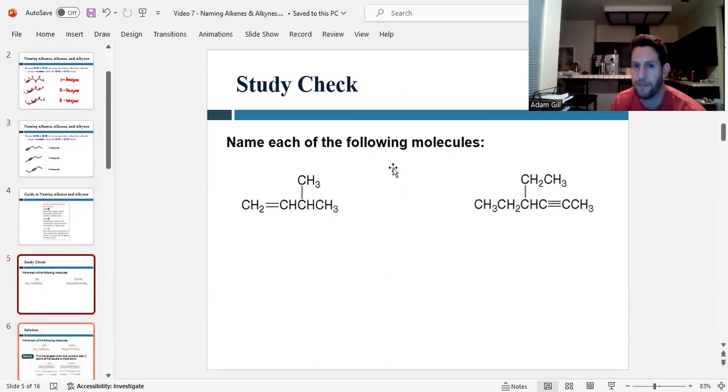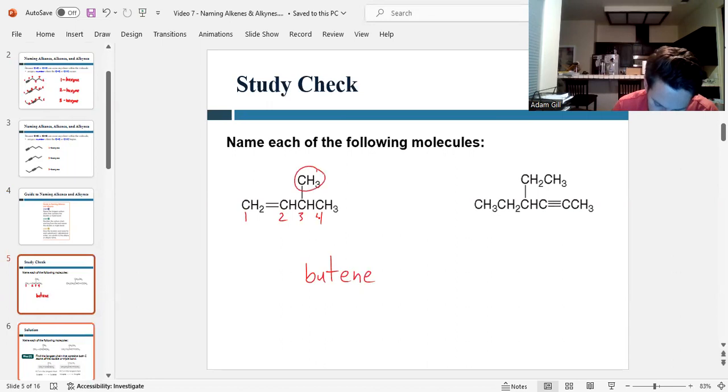So let's do a practice. Name each of the following molecules. Let's start with this one on the left. So I'm going to number this 1, 2, 3, 4. So that's going to be but. And we can see that there's a double bond, which means it's an alkene. So this is going to be butene. And it looks like we have a methyl group at carbon number 3. So this would be 3-methyl. And the double bond starts at carbon 1. So this is 3-methyl-1-butene.